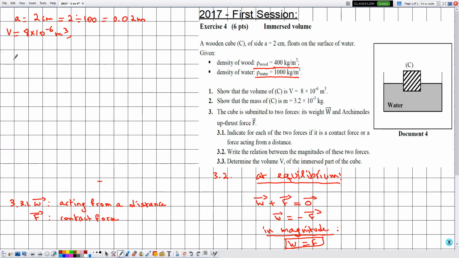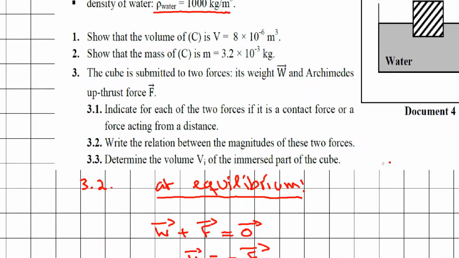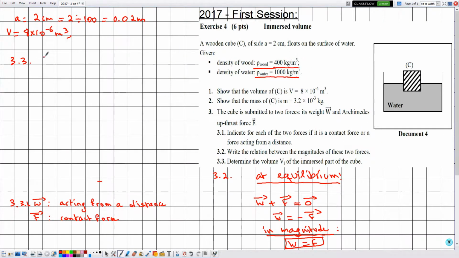And now in part 3.3, determine the volume VI of the immersed part of the cube. So we know that the volume of the immersed part and the magnitude of F are related via the following formula, that F upthrust is equal to the density of the liquid times the volume of the immersed part times G, knowing that we are interested in determining the value of VI.